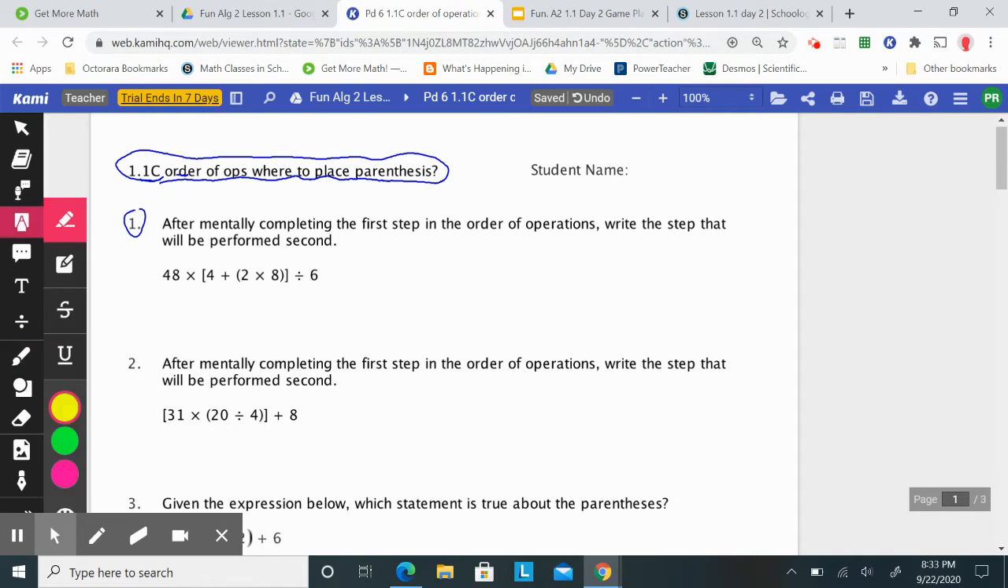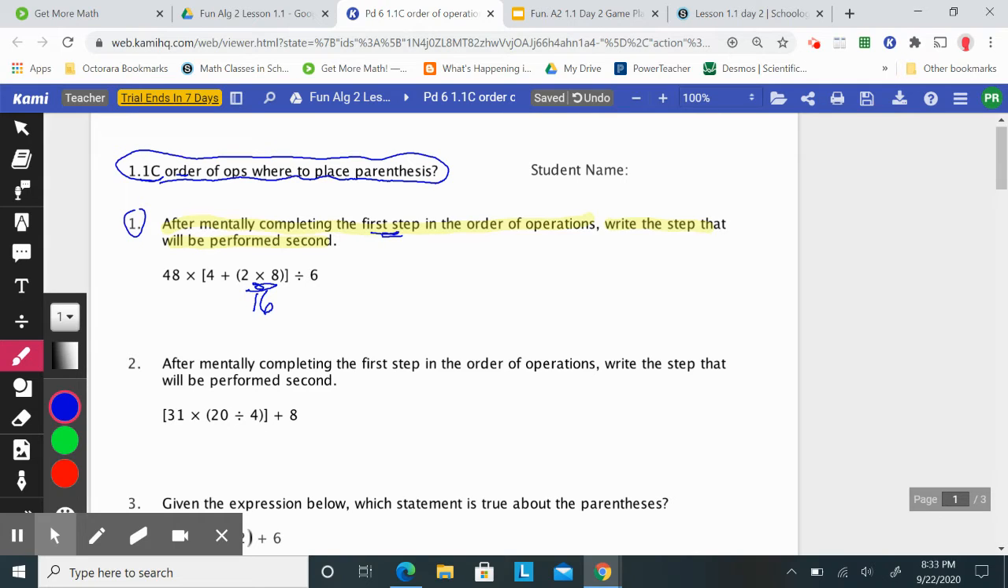After mentally completing the first step in the order of operations, write the step that will be performed second. So you've got to read directions carefully. The directions will change in this set of problems. So after doing the first step, which would be 2 times 8, excuse me, which is 16.